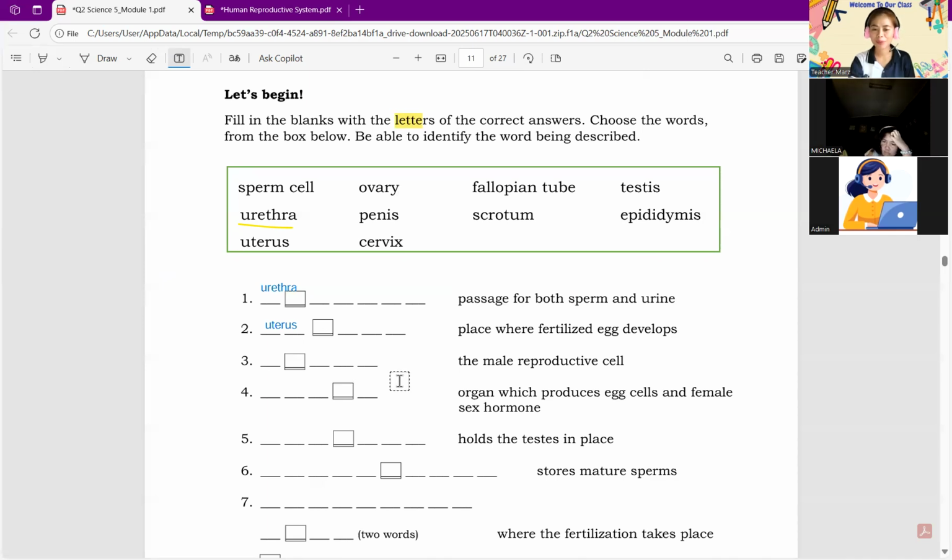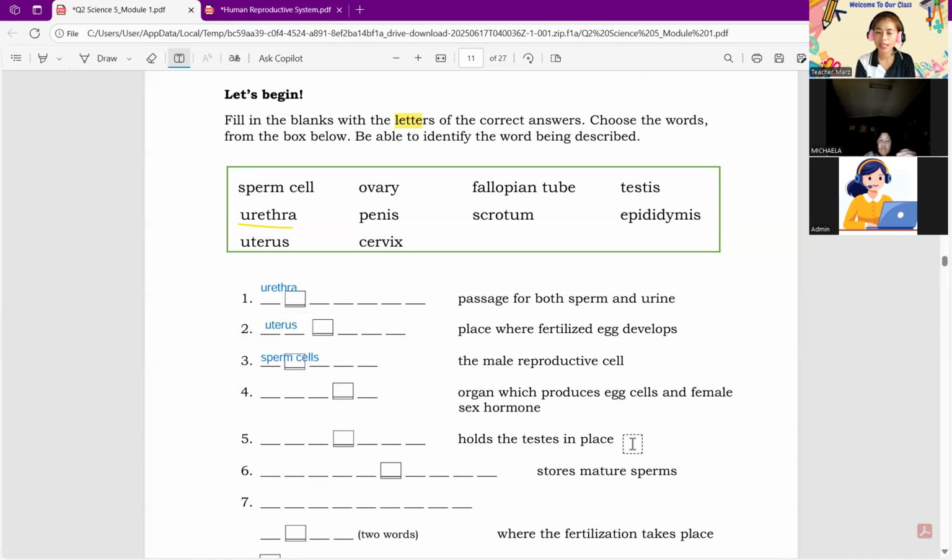Next, the male reproductive cell. What do you call that one? On the female side, the reproductive cell is egg cell. So how about on the male side? What do you think? Sperm. Very good. It's the sperm cell. Okay, sperms. Sperm cells. Okay. So how about number four?